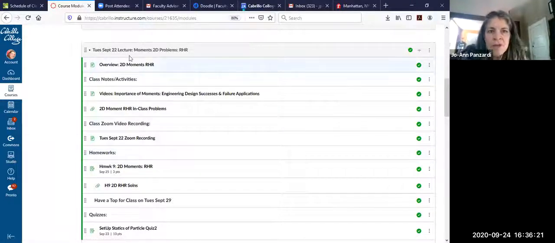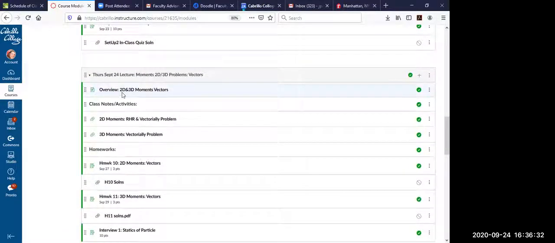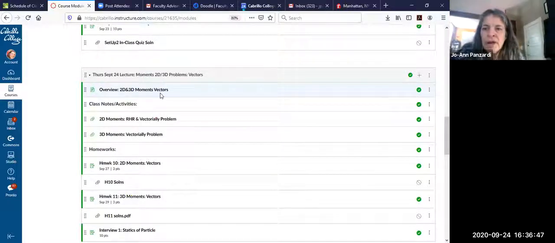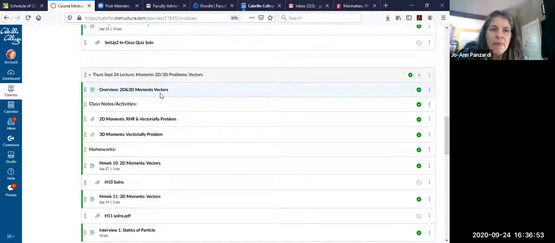So Tuesday's lecture, we did a few 2D problems finding moments about a point in 2D space using right-hand rule. And today we're going to solve for moments in 2D and 3D space vectorially. But we're going to start out the class with a 2D problem, and we're going to do it using the right-hand rule first, because the right-hand rule is a little tougher. So we're going to do a 2D problem using right-hand rule, and then do the same problem using vectors. And then we're going to move into a 3D problem using vectors only.